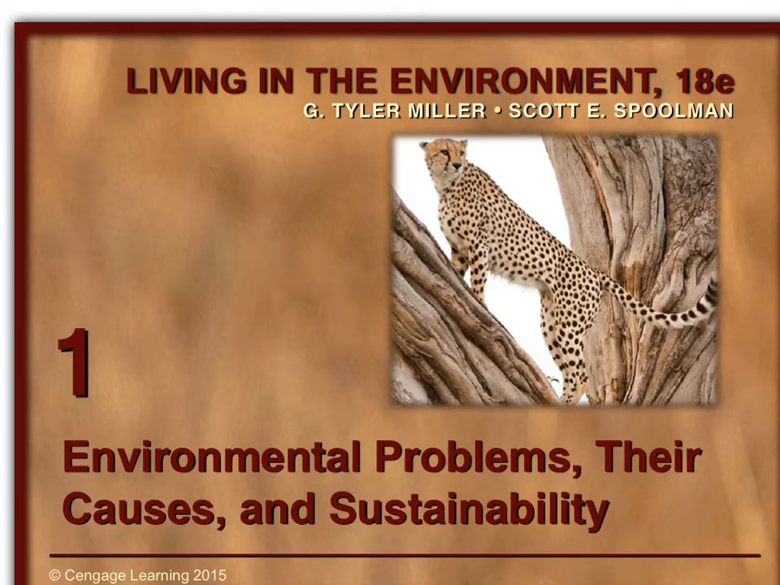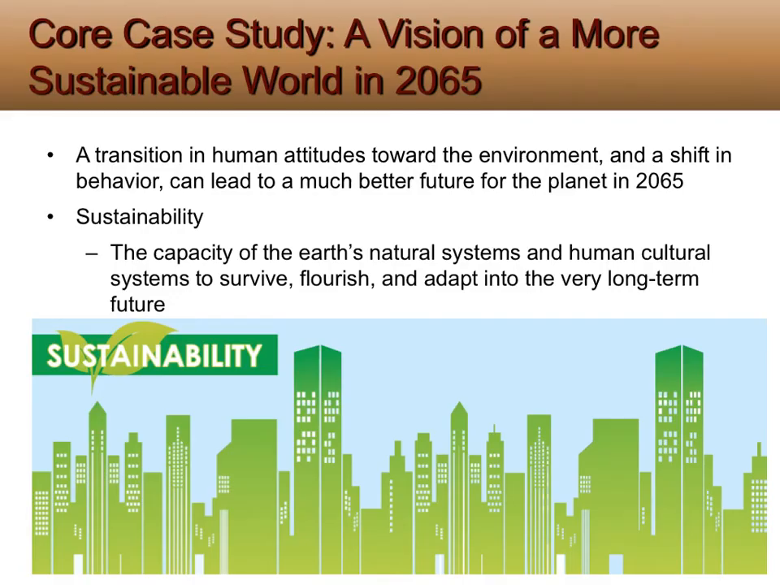AP Environmental Science is going to start out with Chapter 1, of course, and going to really talk about some current environmental problems, some causes of these problems, and this real critical idea of sustainability, which is going to be a theme. It starts out actually with a case study, and it's called A Vision of a More Sustainable World in 2065. Kind of talks about a family that's living in the future, how we humans really need to adjust and transition our attitudes toward the environment and have a shift in behavior that can lead to a future of our planet in 2065 and even beyond.